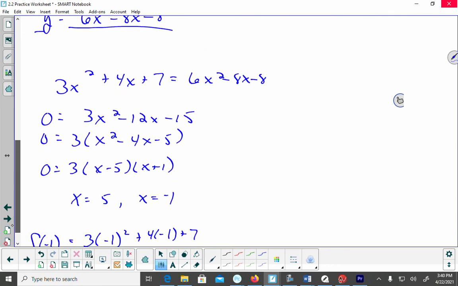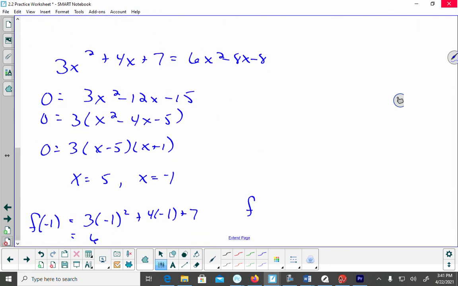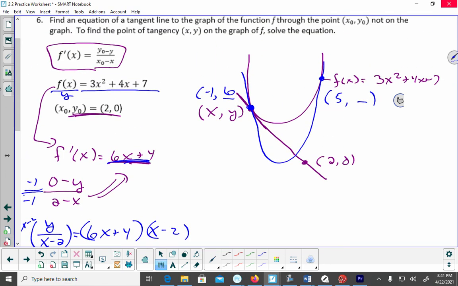I do the same thing for 5. So let's do that over here. f of 5 is equal to 3 times 5 squared plus 4 times 5 plus 7. And when I do that, I get 102. So that point's going to be way up there. That's going to be 102. So now I have 2 points on the line, so I can find the slope by doing the difference of the y's over the difference of the x's.